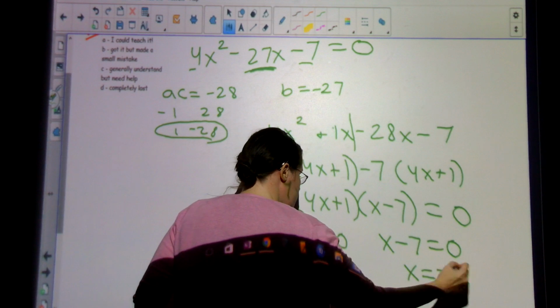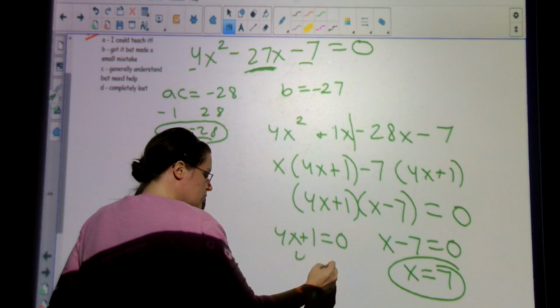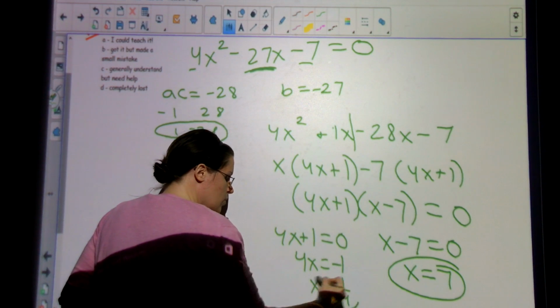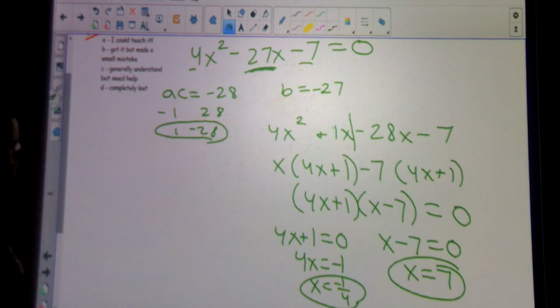X is 7. Subtract 1, divide, negative 1/4. Here we go. Hopefully we did all right. If not, make sure you're asking questions. Try your best.